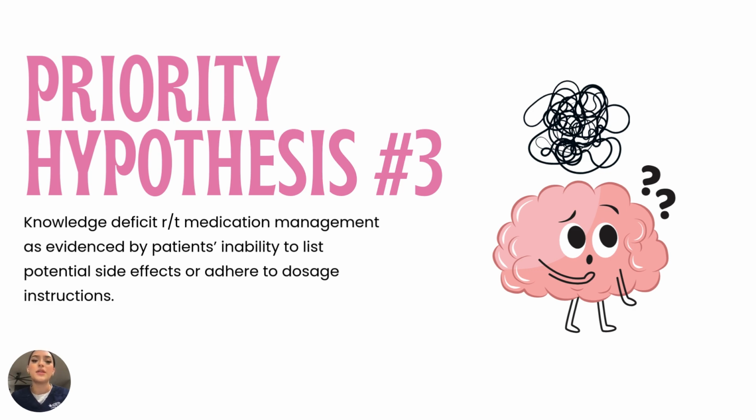So, for my last hypothesis, I did knowledge deficit related to medication management because I believe that his constipation came from all the narcotic use. That only leads me to believe that he had a knowledge deficit and didn't really understand the side effects and the dangers of overusing narcotics. So, for that reason, I made this my third hypothesis.